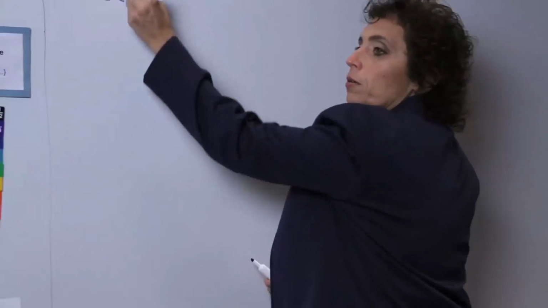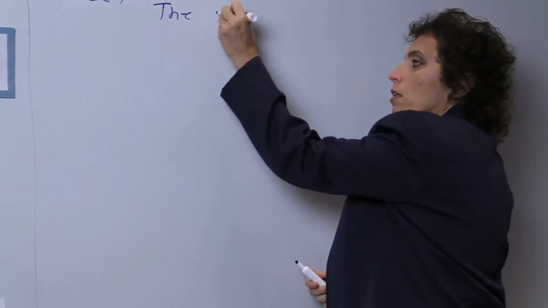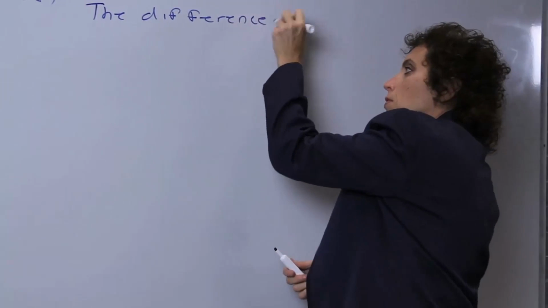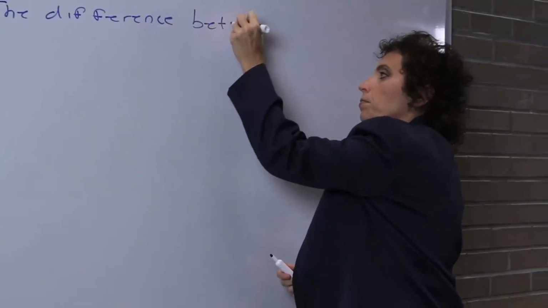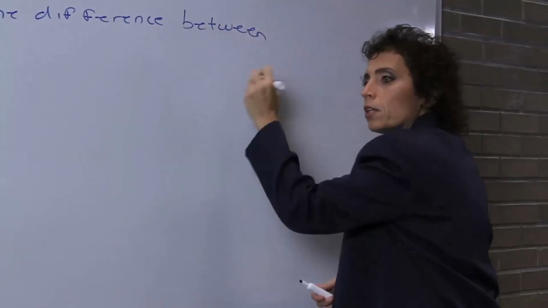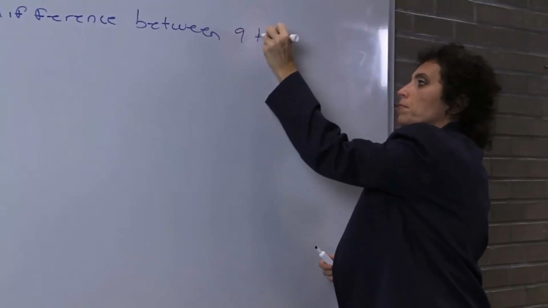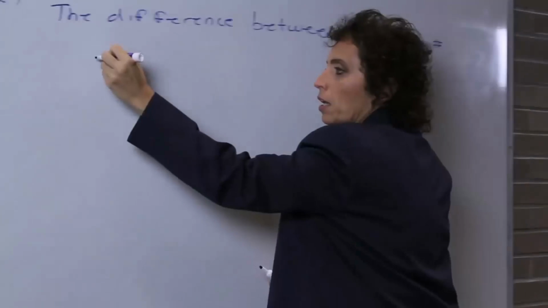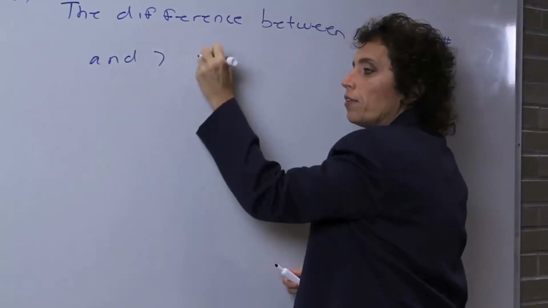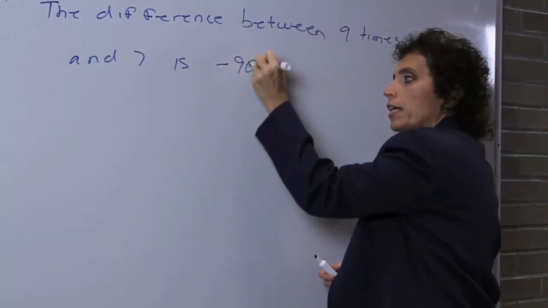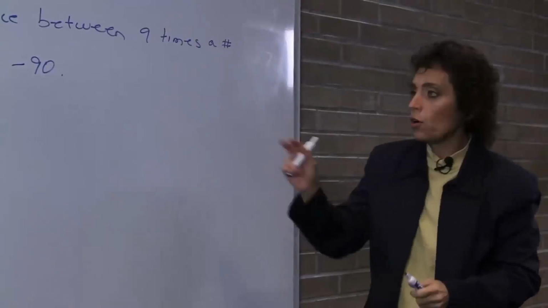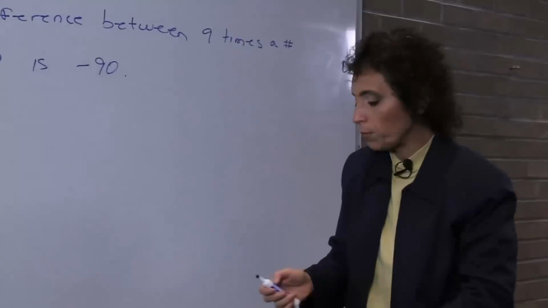All right, number 2. The difference between 9 times a number and 7 is negative 90. Again, we're putting this only in symbols. We don't have to solve it. So I'm going to let you do this for half a second, and then we'll come back and look at it.